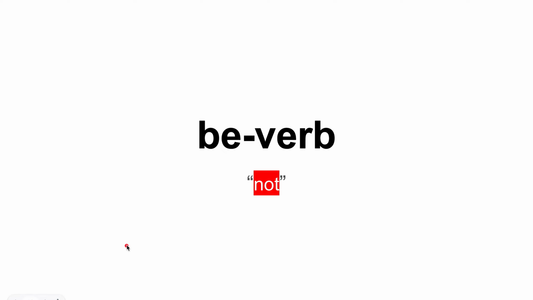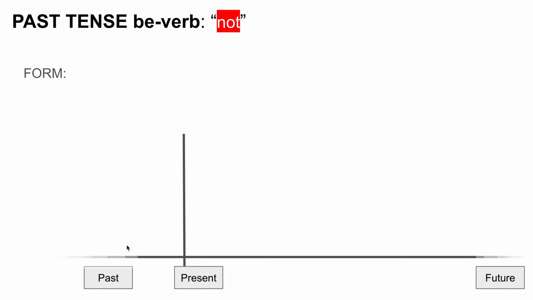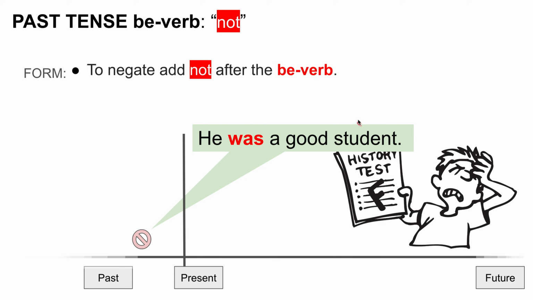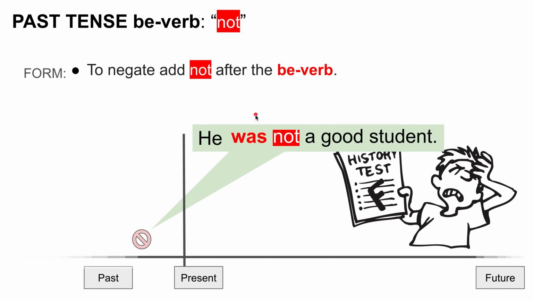Okay, let's move forward now. Let's look at negation. So what is the form? He was a good student. Is this true? No. So to negate, we add not after the be verb. He was not a good student. So we negate, and we're talking about the past once again.